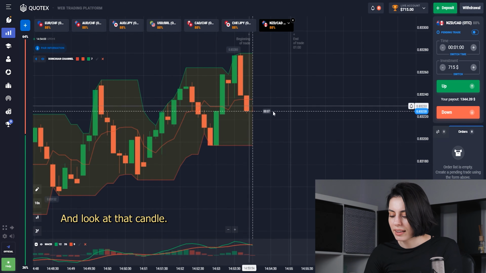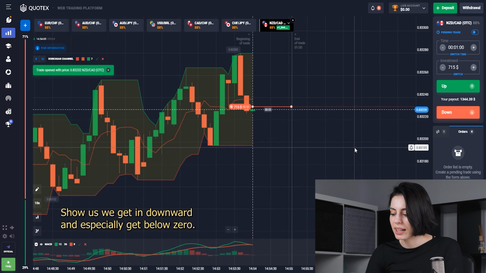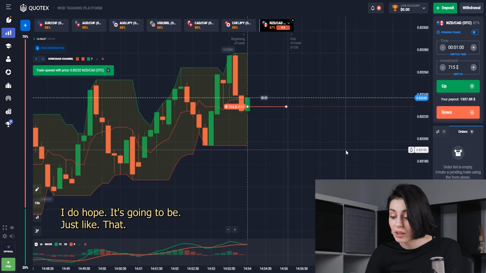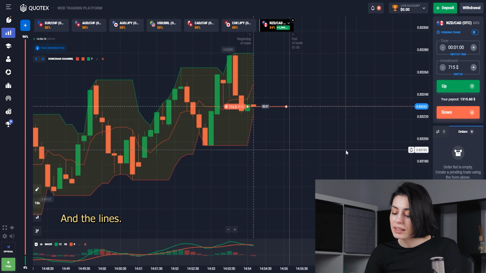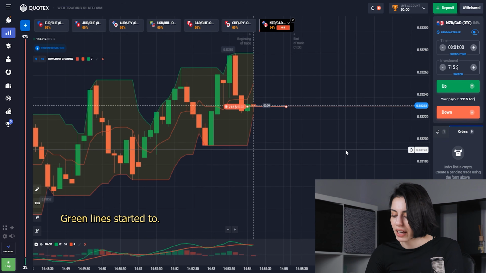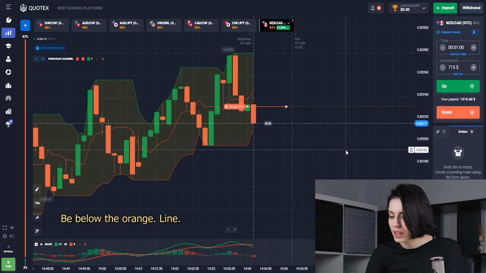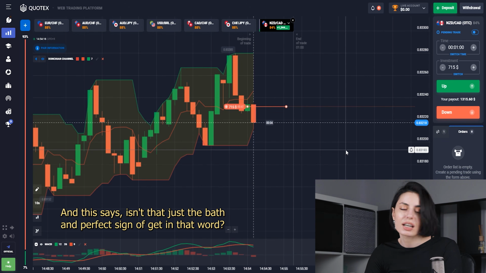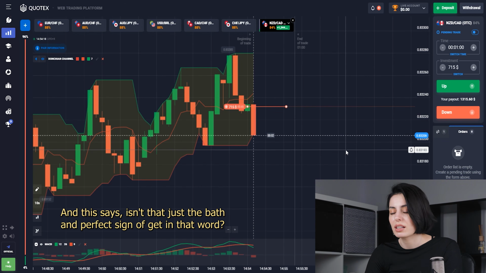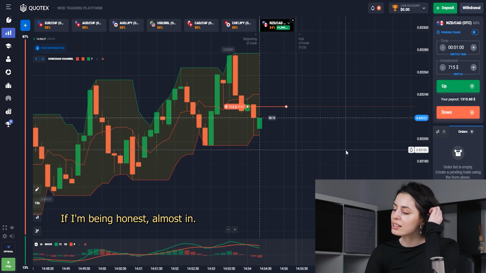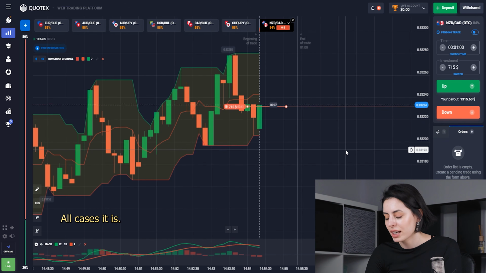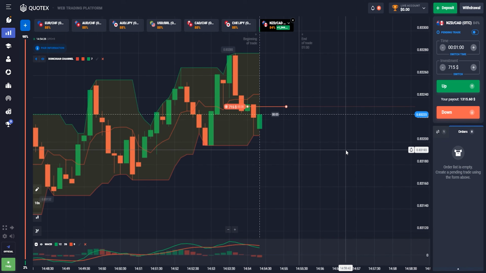And look at that, the candles are showing us we're getting downward, and especially getting below 0. I do hope it's going to be just like that. And the lines just crossed, the green line started to be below the orange line. And isn't that just the best and perfect sign of getting downward? If I'm being honest, almost in all cases it is. Let's see.